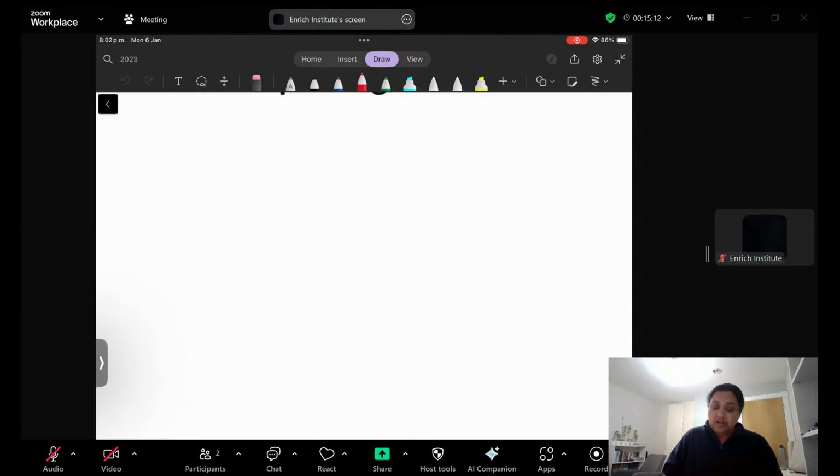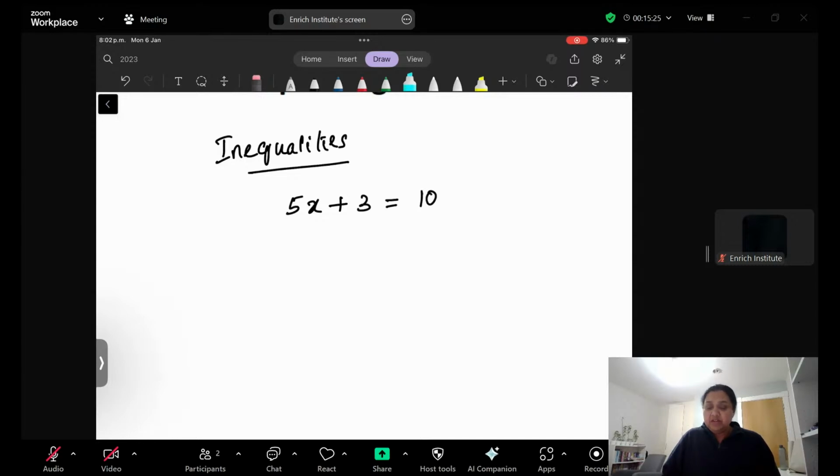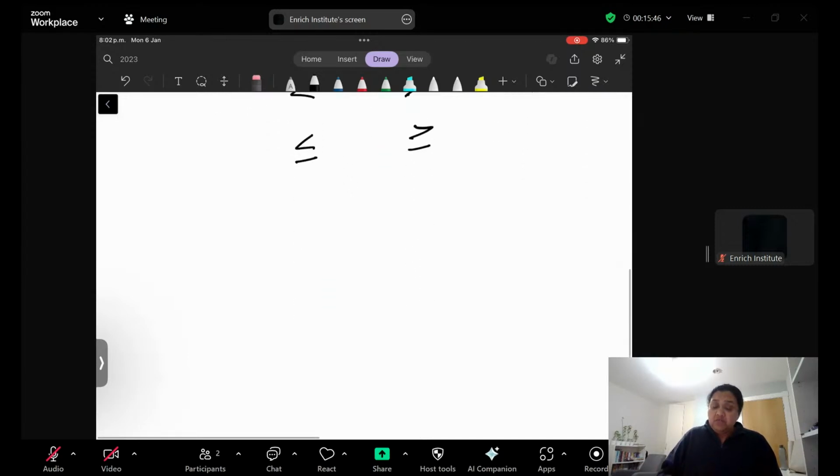Okay, so let us start with inequalities. Till now what we have learned is something like 5x plus 3 is equal to 10. Whenever there is an equal sign, it is called equality. What does inequality mean? Inequality means less than, greater than, less than or equal to, greater than or equal to. If something comes like this, it is called an inequality. Now, we will have to learn how to solve equations with respect to inequality.